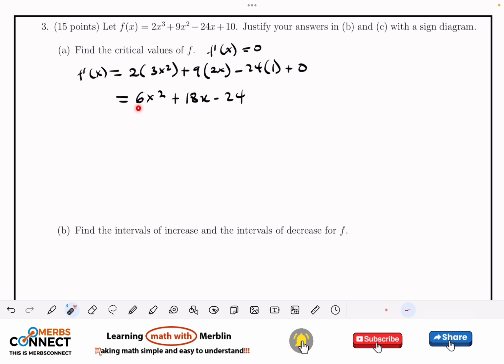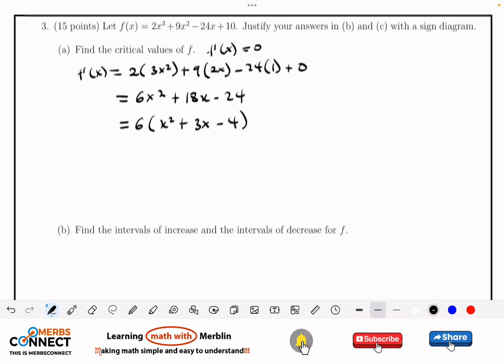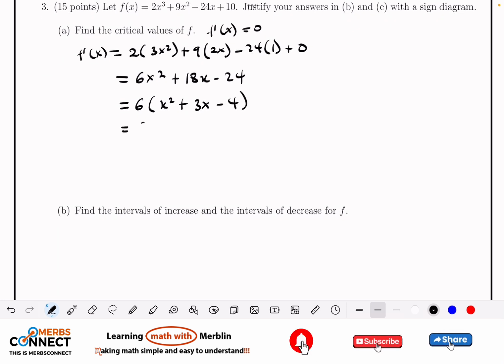Can 6 divide this, and that? Yes, I think so. 6 can divide this one, and 3 and divide this one 4. So we can factor 6 out. So 6 out, we'll be left with x squared plus 3x minus 4.